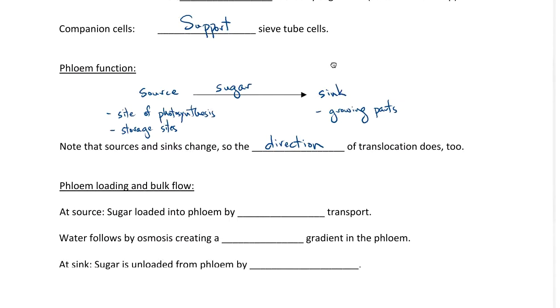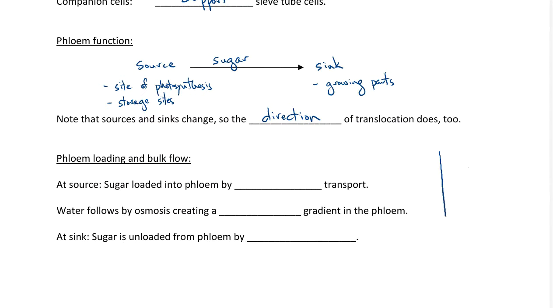Let's look at the process of translocation in a little bit more detail. Let's draw some phloem here, and we'll imagine that our source is a mature leaf and our sink is a growing root. So first, sugar is loaded into the phloem at the source by active transport, and that's because the concentration of sugar in the phloem is already higher than that in the source. So we need to use active transport to move the sugar against its concentration gradient. The movement of sugar into the phloem creates a concentration gradient that pulls water in by osmosis. So now there is sugary water in here.